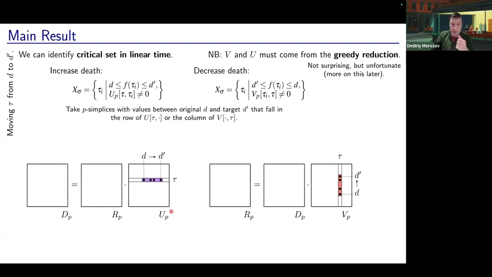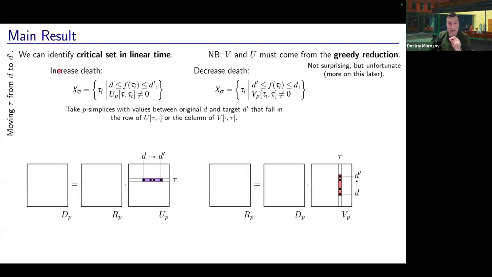So if I've computed persistence and I have this decomposition, then I can compute this critical set in linear time, just read it off from the column. So that's the main result that I won't prove, but it's in the paper. Questions? No questions. Okay.